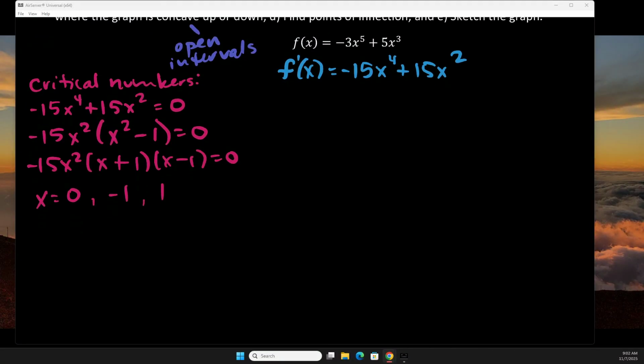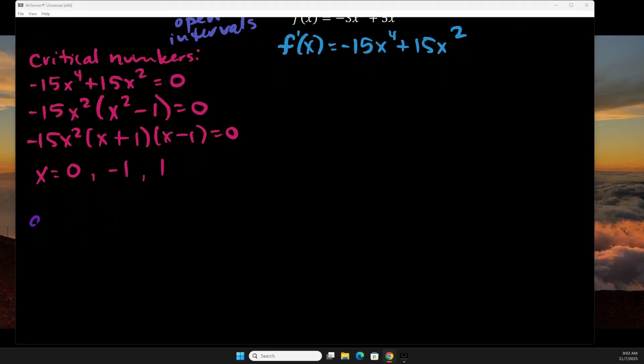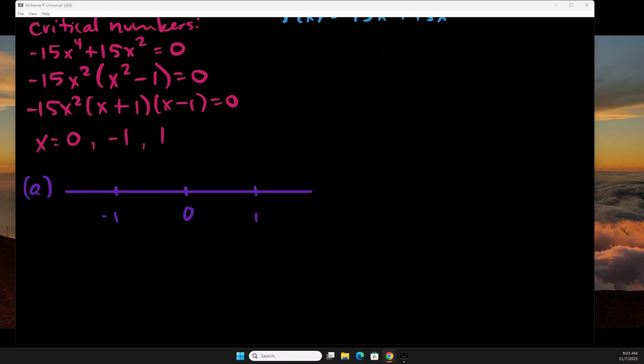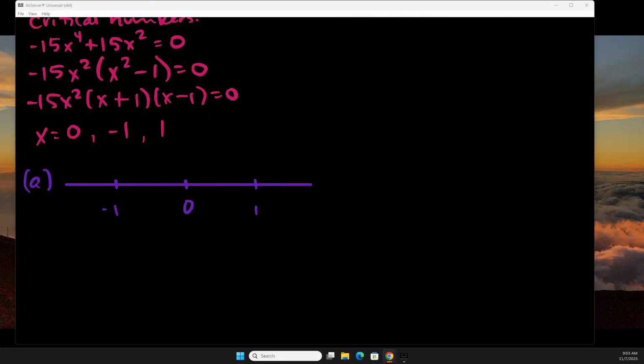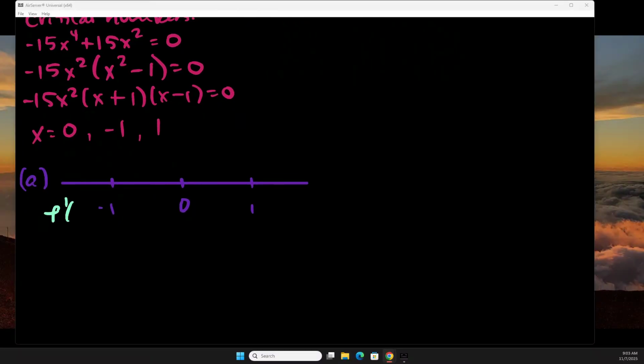And then to find where the graph is increasing or decreasing, we're going to take those and put them on the number line. All right, and then we're going to test a point in each region. And what are we testing it in? The derivative. Yes, the derivative. So we're going to do f prime of negative 2, f prime of negative 0.5, f prime of 0.5, and f prime of 2.